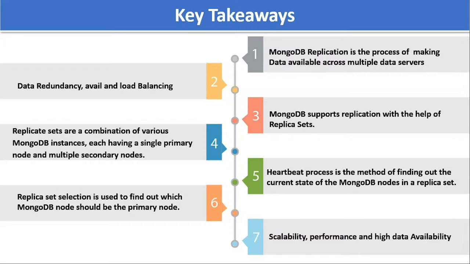And finally, we talk about scalability, performance, and high availability, which are the paramount factors in MongoDB replication. When I talk about scalability, guys, as the data volume increases, the complexity of accessing and working with data also increases. With replication in place, multiple data copies are available, allowing users to not only increase their data, but also recover any previous version in case of any errors or failure.